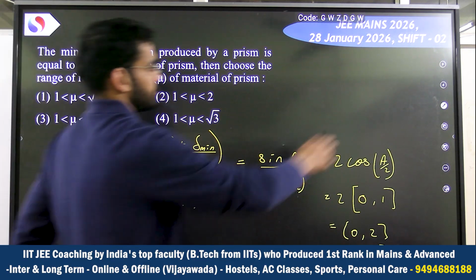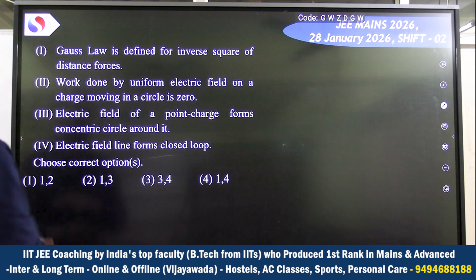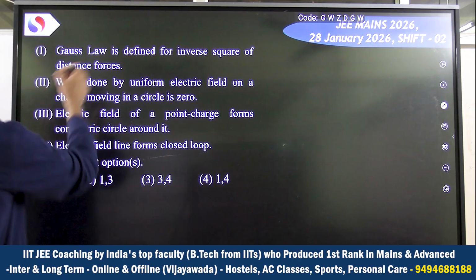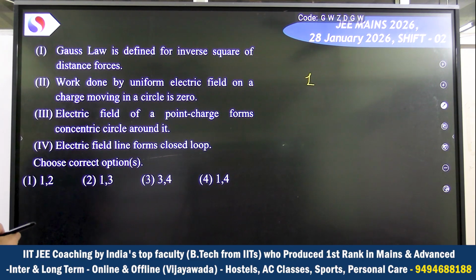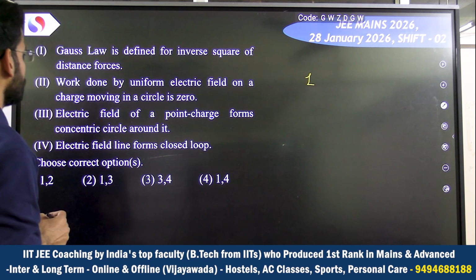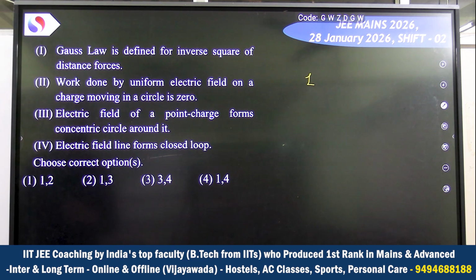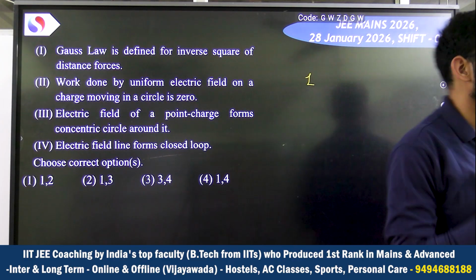Next question. Gauss law is defined for inverse square of distance force. I think he is asking for the correct options. So first is correct. Work done by a uniform electric field on a charge moving in a circle is 0. I think second is also correct.